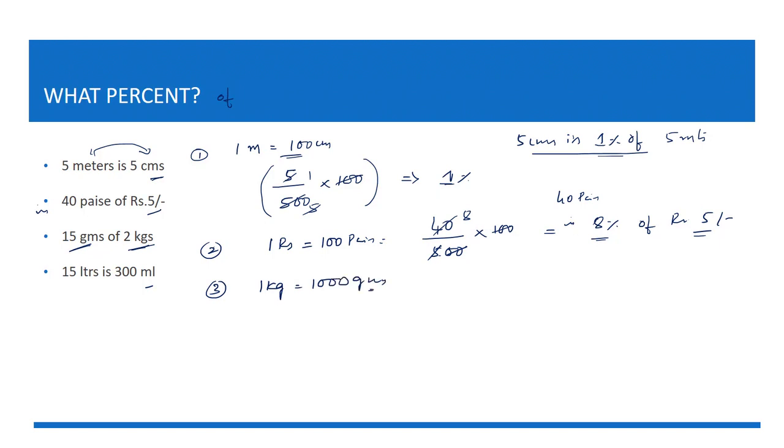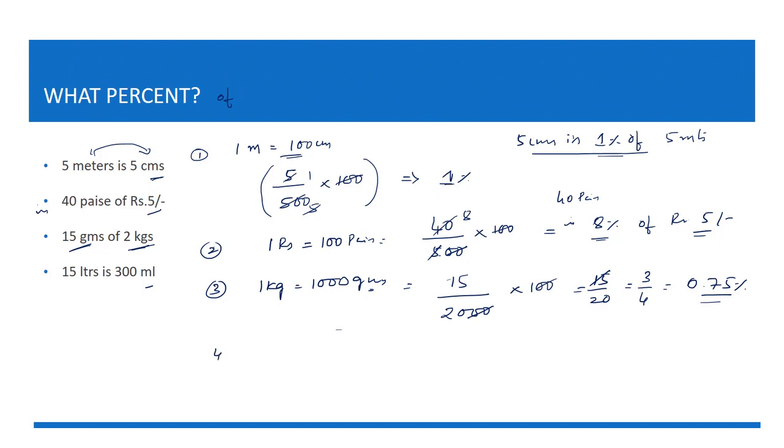Correct. Now calculate here. What happens here? 15 grams, that divided by 2 kgs, that is 2 into 1000, that is 2000 grams, into 100. Now simplify it. 2 zeros will cancel. 15 by 20, which is going to be 3s are, 4s are, right, which is going to be, see, 0.75%.